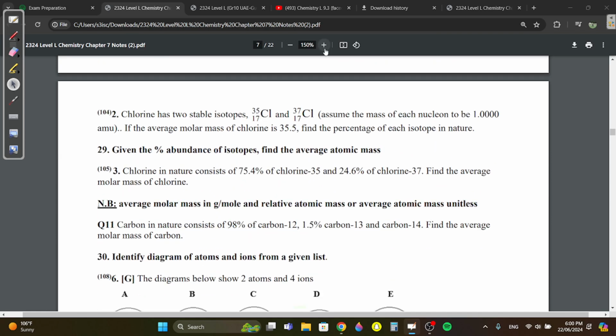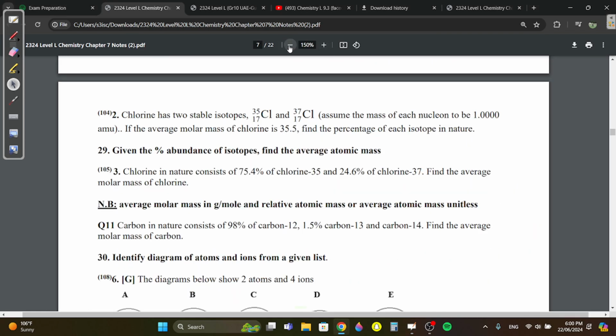Question 2. Okay, this is the average molar mass thing. Chlorine has 2 stable isotopes, and we assume the mass of each. If the average molar mass is 35.5, find the percentage of each isotope in nature. Before doing 2, I'm gonna do 3, just so you can be familiar with the formula. Chlorine in nature consists of 75.4% of 35 and 24.6% of 37. Find the average molar mass.